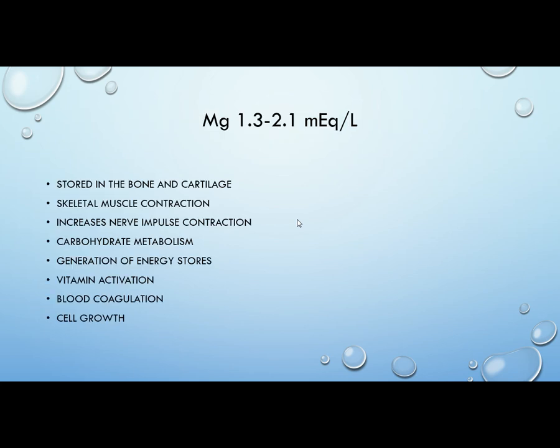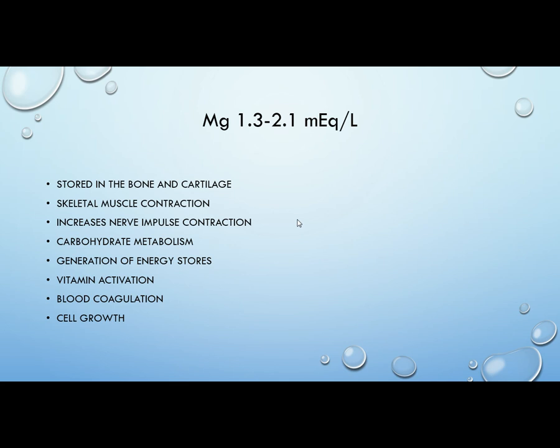Now we're going to move on to your magnesium. And I know that Miss Enlos has touched on some of this with you as far as the OB stuff goes. If she hasn't, she will soon. Okay? Mag citrate is your number one. Okay? What does magnesium do? It's stored in bones and cartilage. It helps with skeletal muscle contraction, increasing your nerve impulse contraction, carbohydrate metabolism, generation of energy stores, vitamin activation, blood coagulation, and cell growth. Okay?